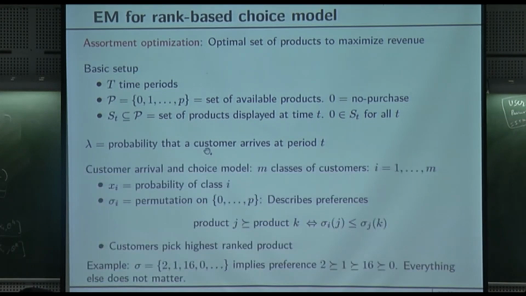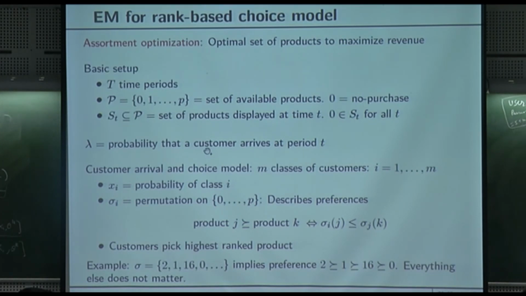Okay, now let's parse through this model. Here's my customer arrival model. I'll walk you through this a little bit slowly because there are a few different things going on. Again, I have m classes of customers. How do I figure out how many classes? This is again a question of cross-validation and figuring it out.